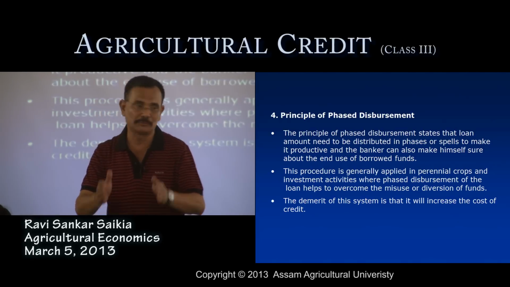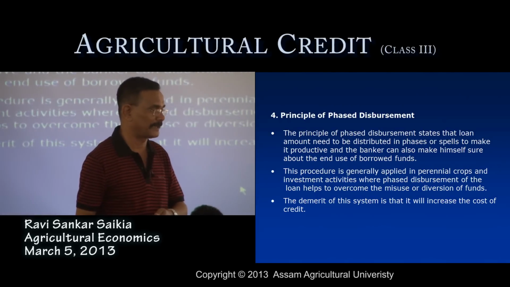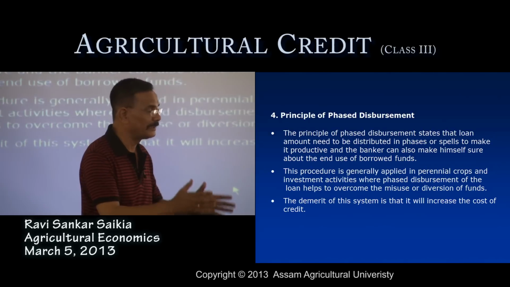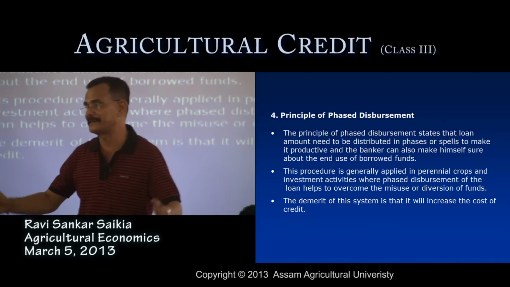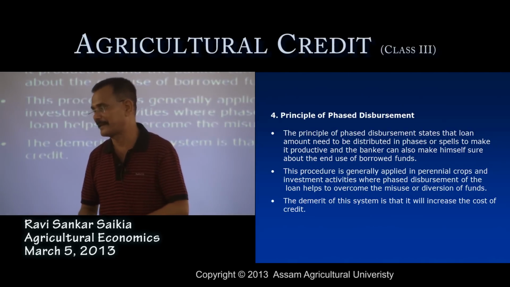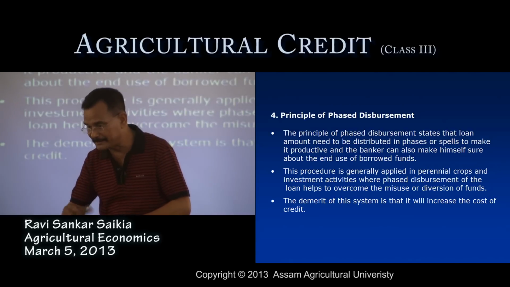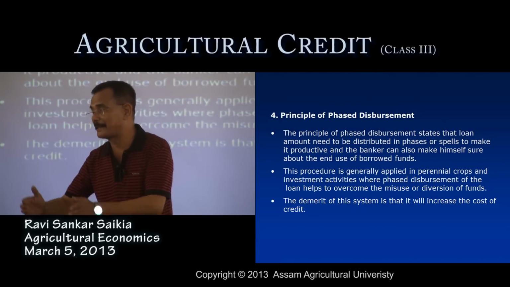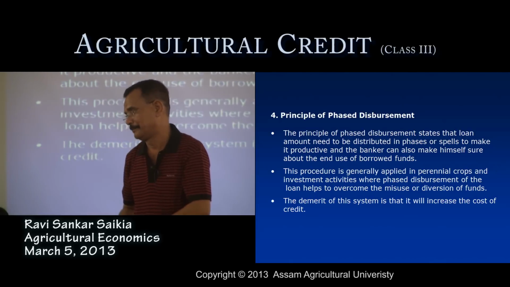And generally, to check the diversion of credit to unstipulated purposes, the loans used especially for perennial crops or for a big enterprise are generally disbursed by the banking organization. They follow this type of phased disbursement only to check the diversion of credit, disbursing in a phased manner according to the requirement of the borrower.